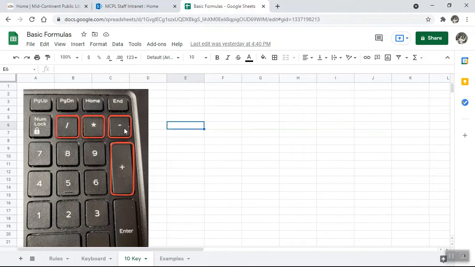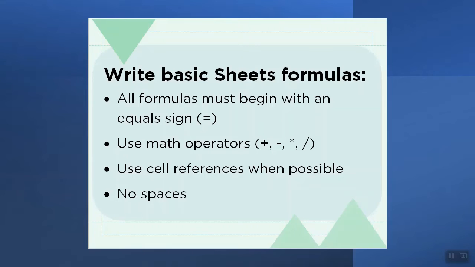To the right of the asterisk, you have the minus sign, and then below the minus sign, you have a really large target here of the plus sign. The plus sign is also on the right-hand side of that keypad, so it's to the right of the 9 and the 6 keys.